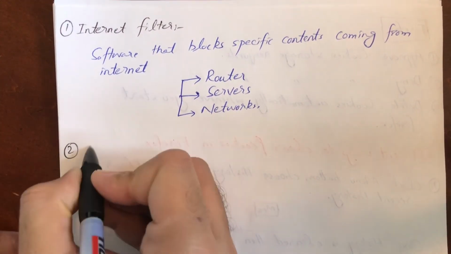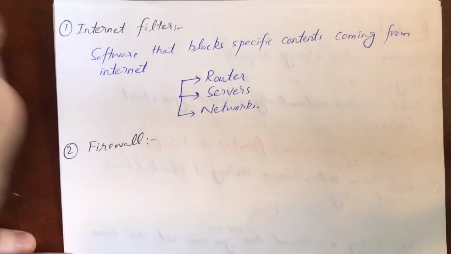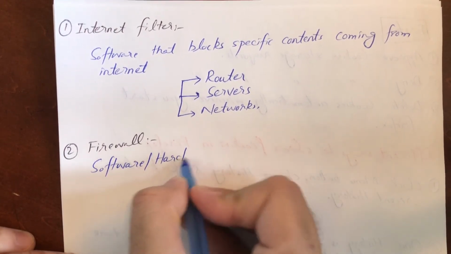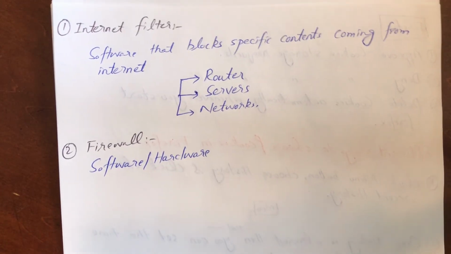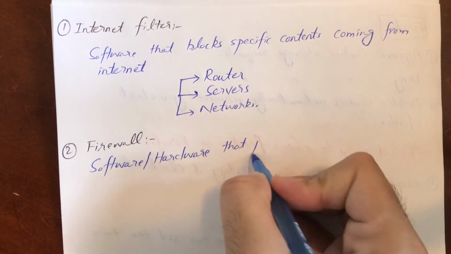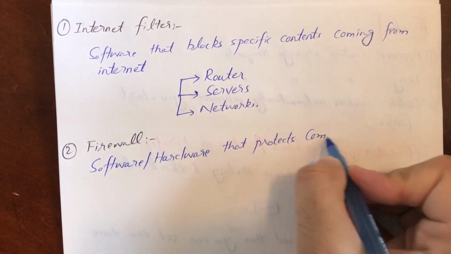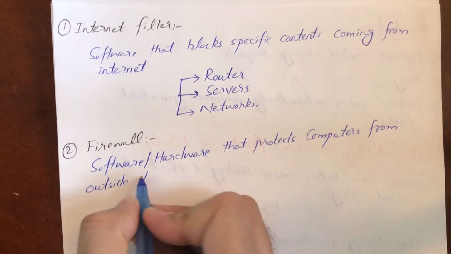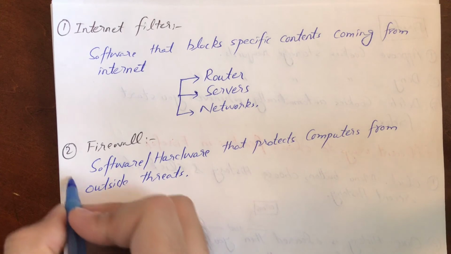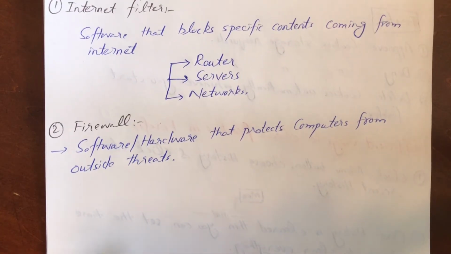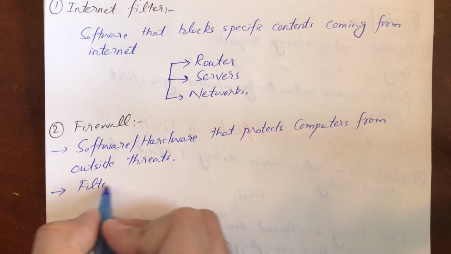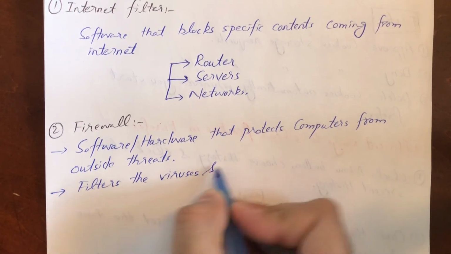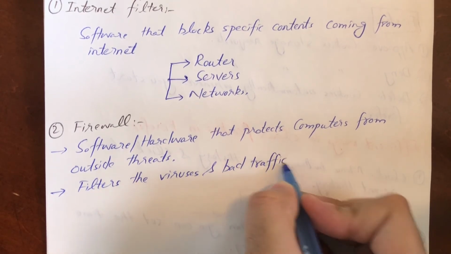Next is the firewall. Please remember, a firewall can be software. It could be hardware. And we do have a firewall in our Windows computer as well. So it could be software or hardware that protects computers from outside threats. Outside threats can be viruses or malicious hackers and all that stuff. So it filters viruses, malware and bad traffic. We can always set our own rules in the firewall.